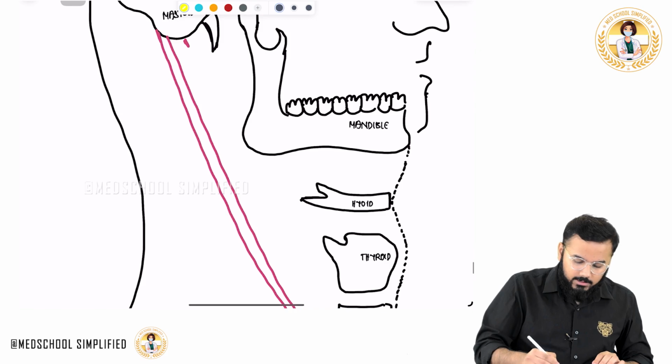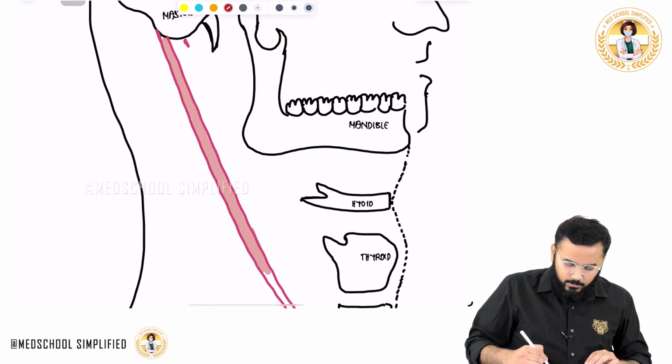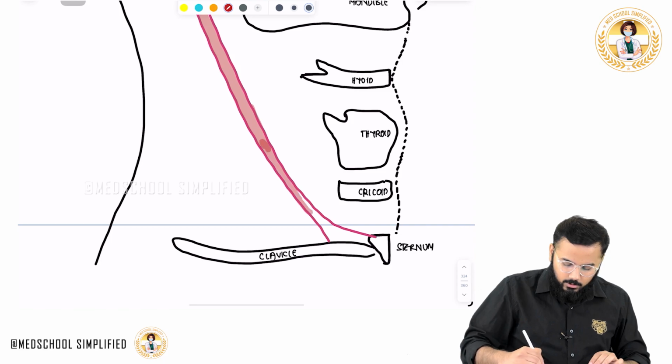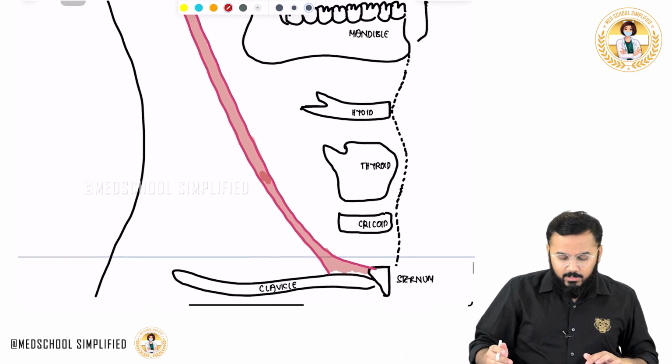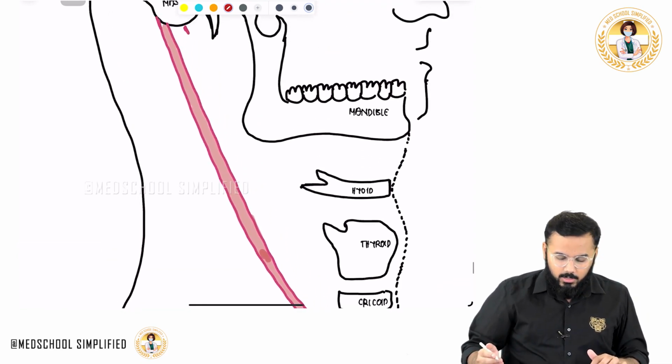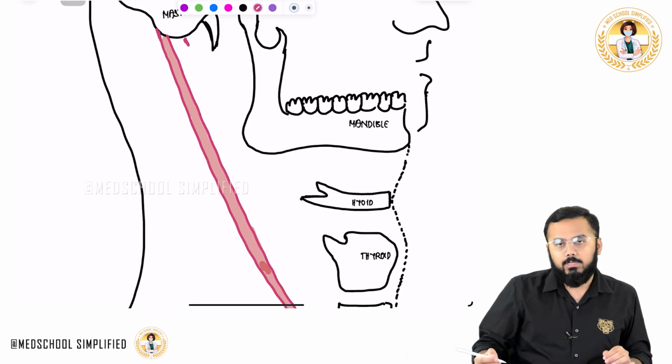So this particular muscle which I will be shading right now, you see this particular muscle over here is called your sternocleidomastoid muscle. Right. Now after this I will write down the names later on. After this sternocleidomastoid muscle, you have got the next important muscle over here.